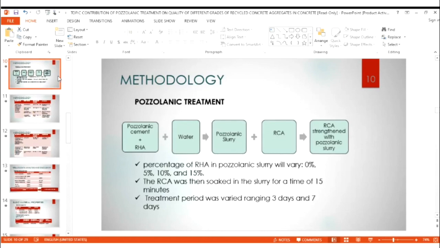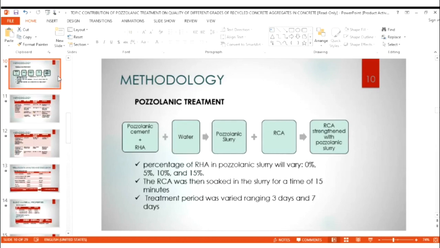How many days did you check? How did you arrive at 3 and 7? We got that from the literature review. Most of them varied from 1 to 7 days, so we did a period of 3 and 7 days to compare the two. Just 2 days? You didn't do a range like 2, 3, 4? No, we did not.